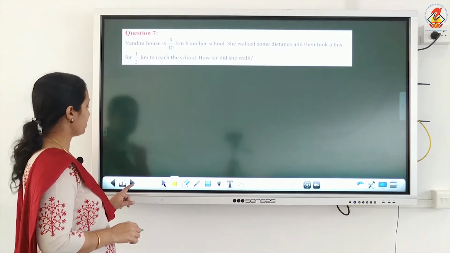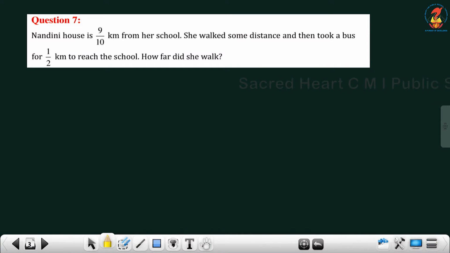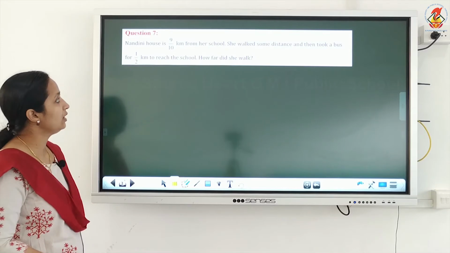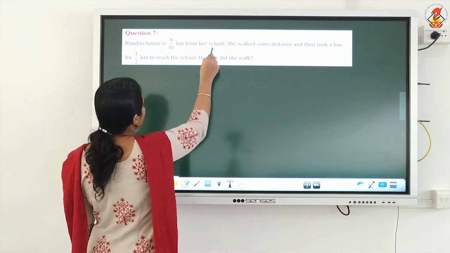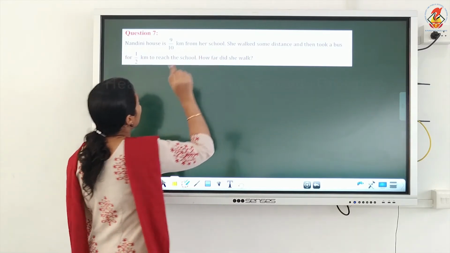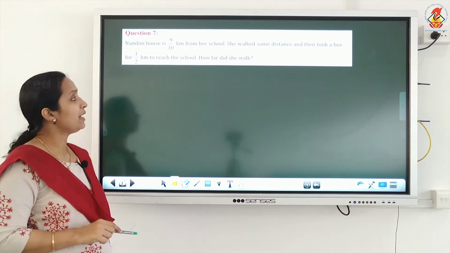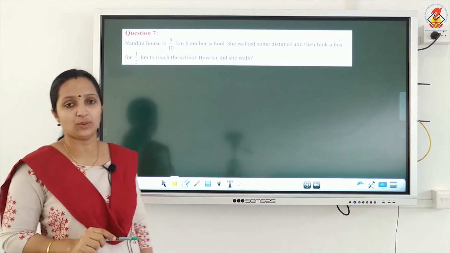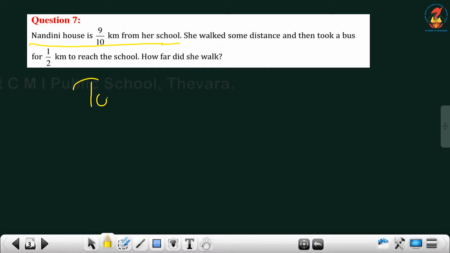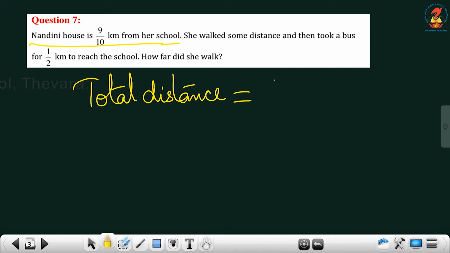Now do the next question. Nandini's house is 9 by 10 kilometer from her school. That means that is the total distance she has to cover. So that is the total distance. Total distance is equal to 9 by 10 kilometer.